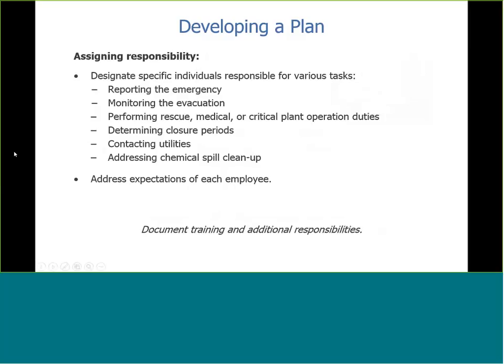In addition, if there are any utilities in danger of being affected by the emergency, that utility company needs to be contacted by an assigned individual on site. If chemical spills are also a possibility, an individual needs to be assigned to address those cleanups and report that spill. The expectations of each of these responsible employees need to be addressed in detail in the plan, and this may include additional training on assigned tasks if necessary.